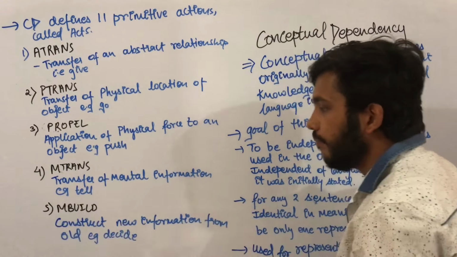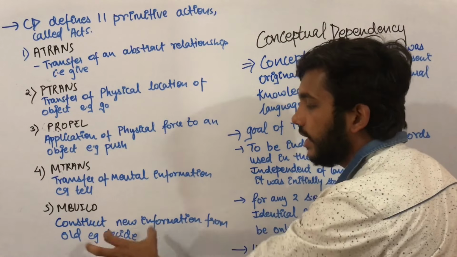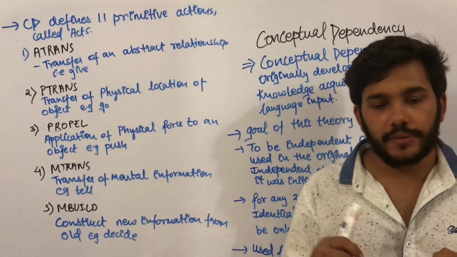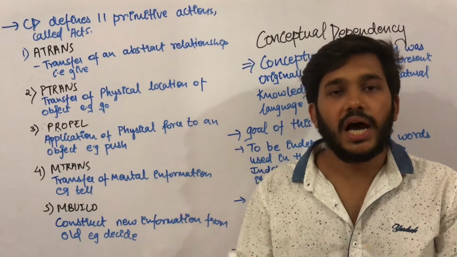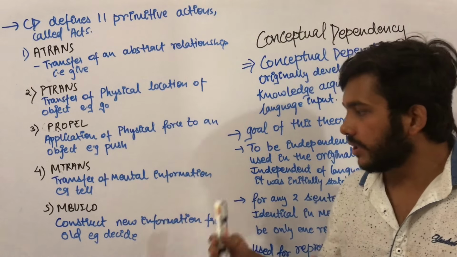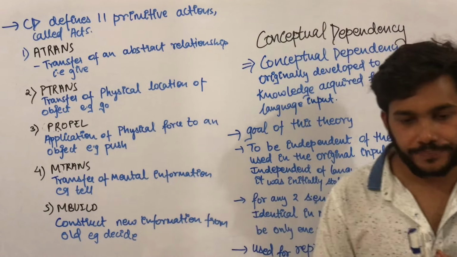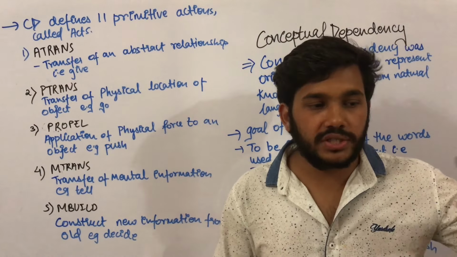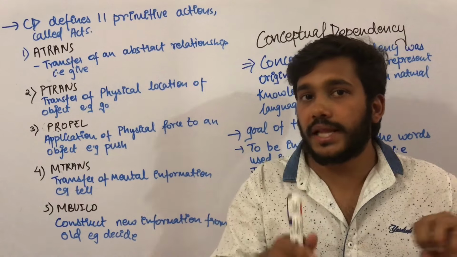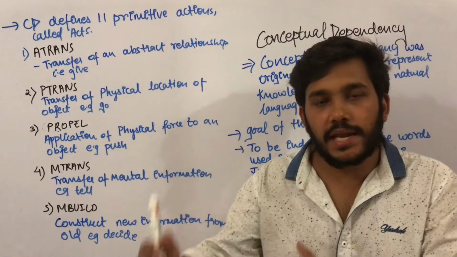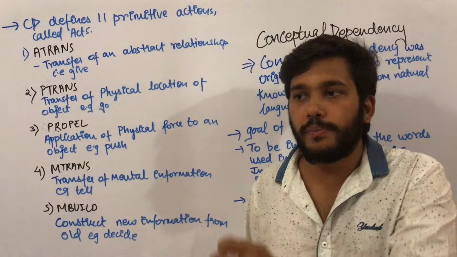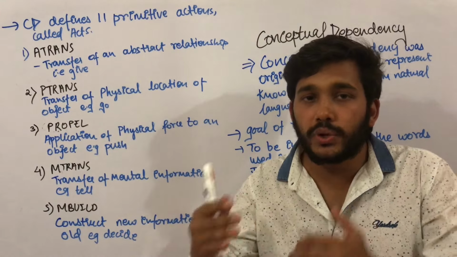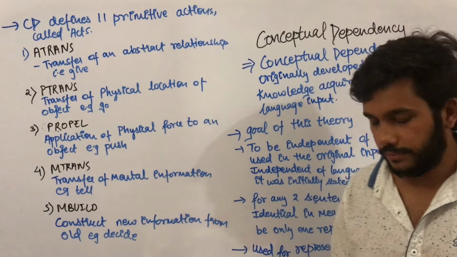Fifth is mbuild, construct new information from old, like decide. I have some old information present, and with the help of this old information I am going to derive new information from it. Like, I had a bad trip in Agra, so now I will decide what was the reason that led my trip to be bad, so that next time when I plan a trip, it is successful. That is deciding from old information so that you can derive new information.